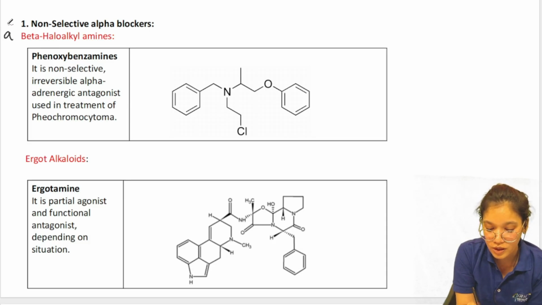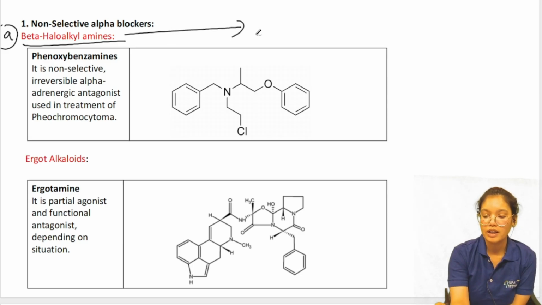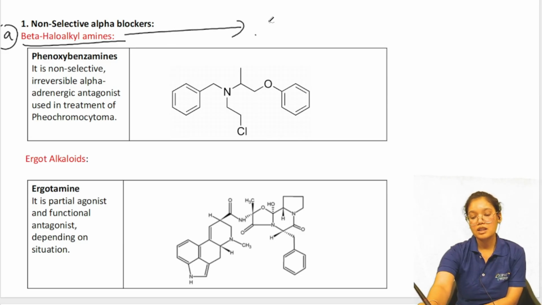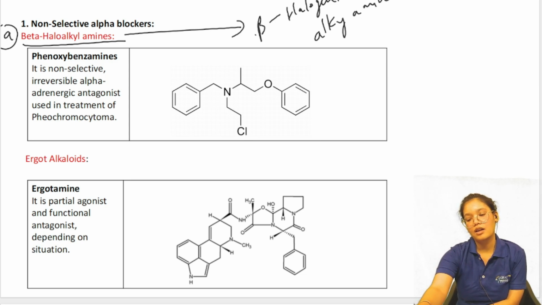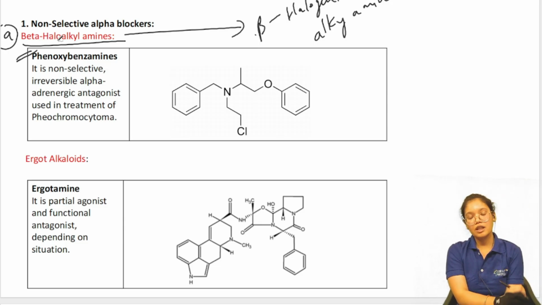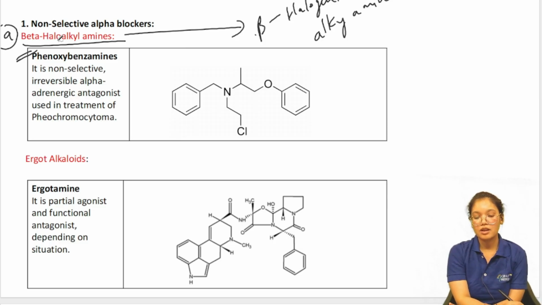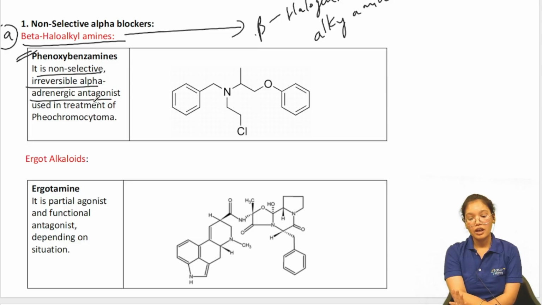First are the haloalkylamines. So what are haloalkylamines? These haloalkylamines at the beta position will have a halogen group attached with the alkyl chain and an amine group. So these are haloalkylamines. Now here the first drug is phenoxybenzamine. This phenoxybenzamine is a non-selective and irreversible alpha adrenergic antagonist.